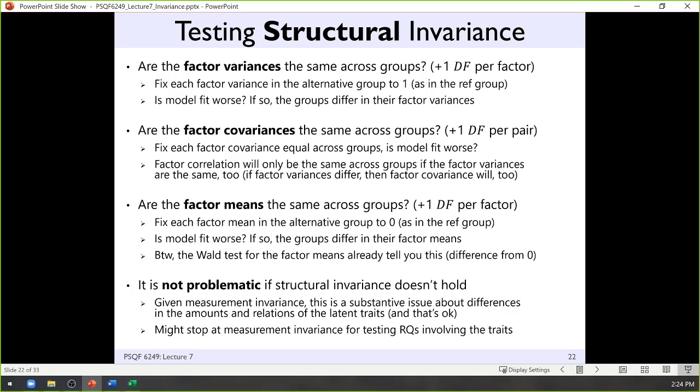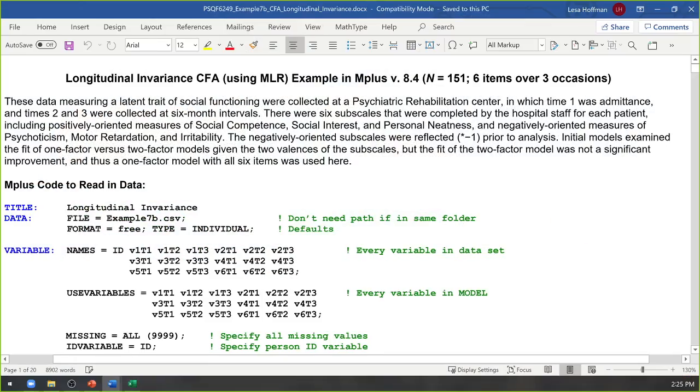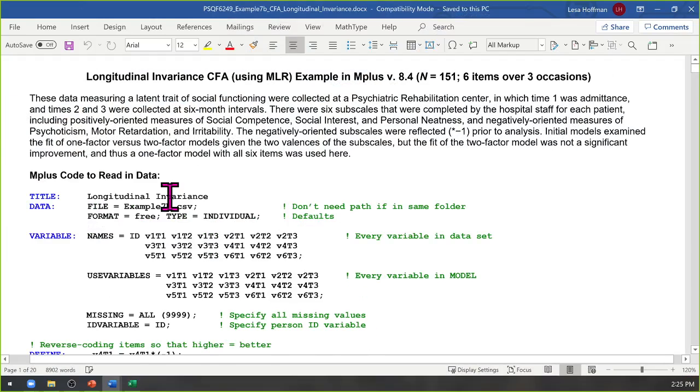So the example that we did last week was looking at two different groups that were separate individuals, men and women. The example that I want to go over today is 7b, a longitudinal example where I have 3 occasions of people, the same people measured 3 times. Okay, let me pull that up. Here we go. So longitudinal invariance, 6 items over 3 occasions. Example 7b is what I have here.